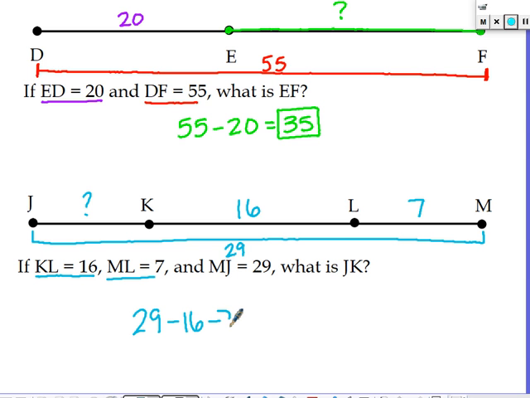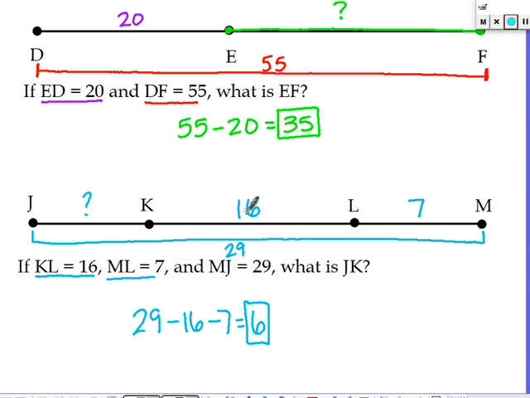The entire thing is 29, so I'm going to subtract 16 and then subtract 7. And on your calculator, you can do this in 2 steps, or you can enter that whole thing in your calculator. But if you wanted to take 29 minus 16 first, and then take whatever that answer is, minus 7, that's fine. Or you can just plug in 29 minus 16 minus 7, and you get 6. So this piece is 6, so that's 6 plus 16 plus 7 gives me 29.